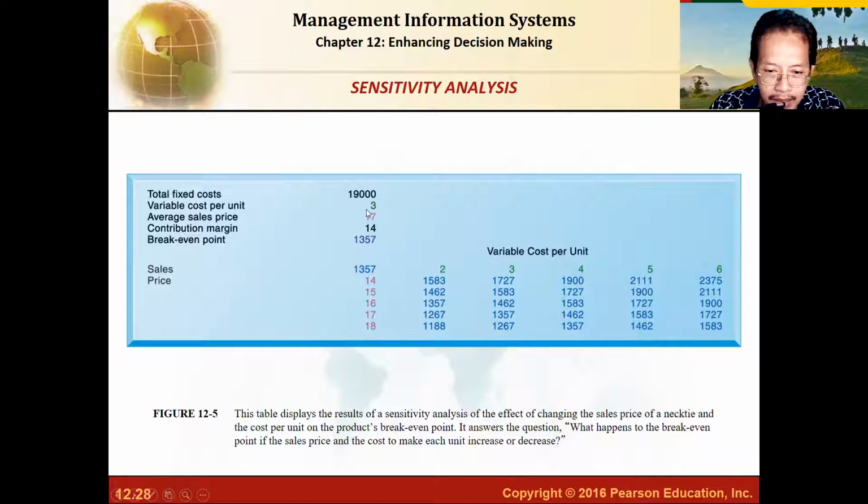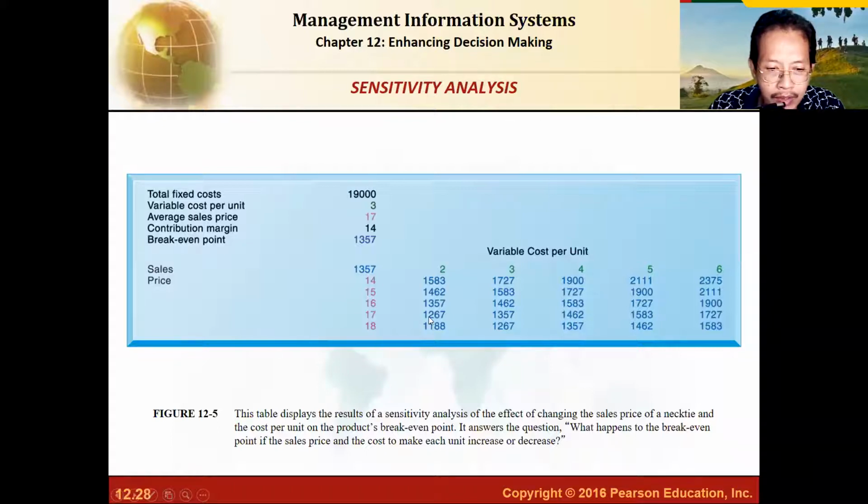Now the assumption here is you sell it for $17, and then the production variable cost would be $1,303, and the break-even point would be 1,357. But then if you change the variable cost per unit into 4, then it would change into 1,462 units that you have to sell to reach the break-even point.